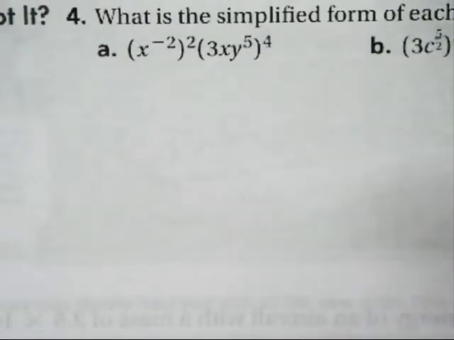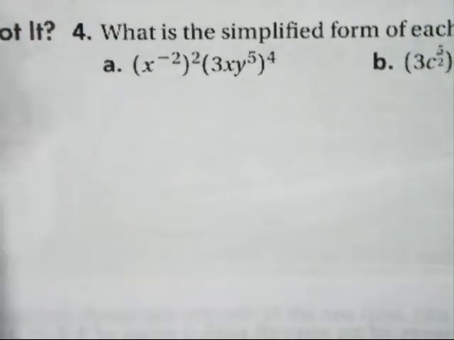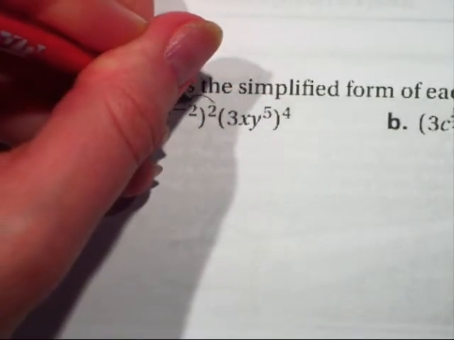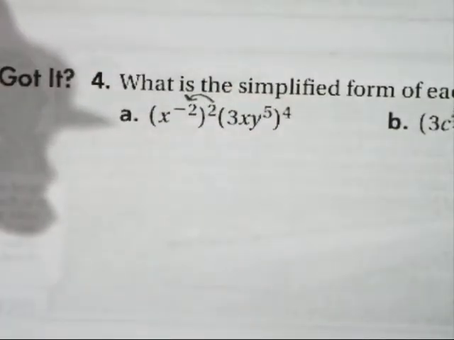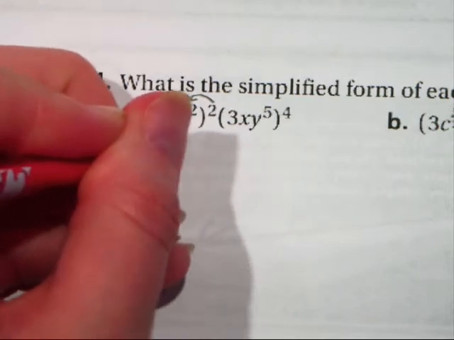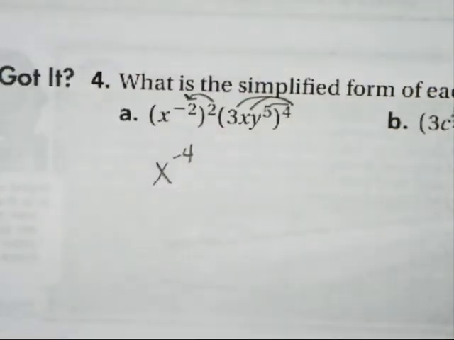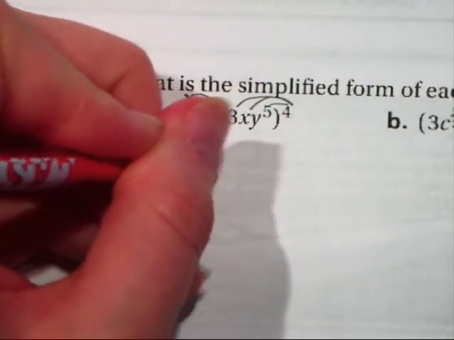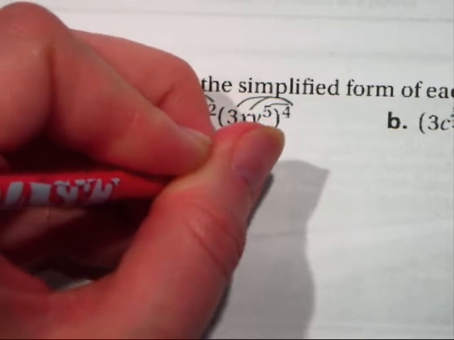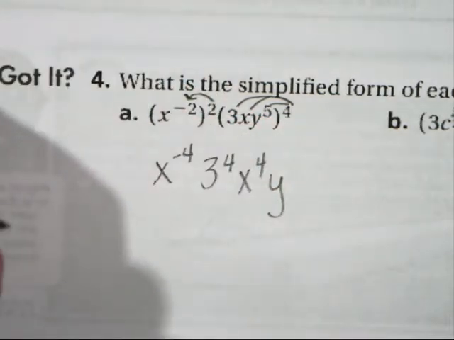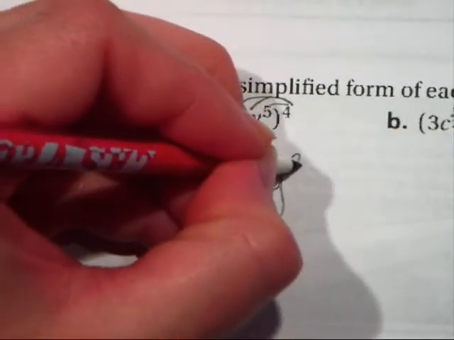Okay, let's try "Got it." Again, I would probably watch the video here instead of trying it on your own. The 2 goes into the x, so it goes to the x's exponent, and you get x to the negative 4 here when you multiply. The 4 goes to the 3, to the x, into the y, but y has a 5. So you get 3 to the 4th, x to the 4th, y to the 20th. You multiply, you do not add.